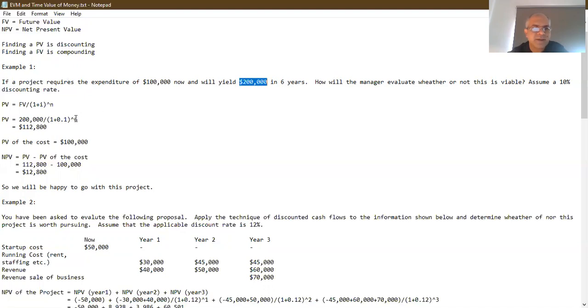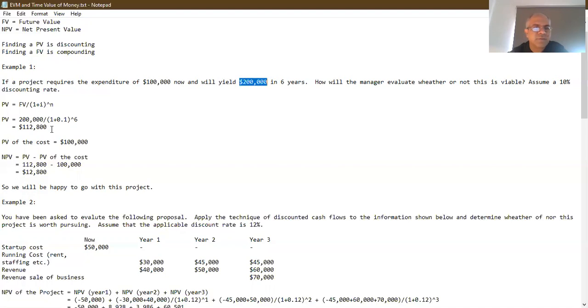So 6 signifies the 6 time periods in which this compounding was taking place. So we're going to be doing the opposite of it. We're doing the discounting. So this is 200,000 divided by 1.1 raised to the power 6. And if we do this, we get $112,800 as the figure for the result, right?